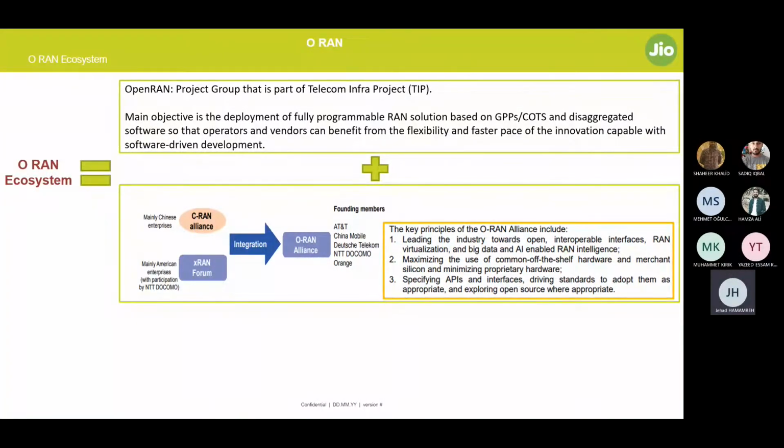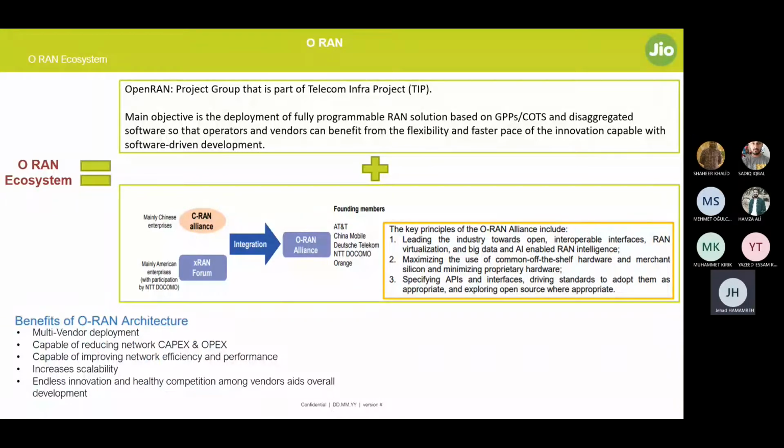So this is the Open RAN ecosystem. The Open RAN project, which was part of the Telecom Infra Project, and the CRAN Alliance, along with the XRAN Forum, altogether form the Open RAN movement. Now, the benefits of Open RAN architecture, of course, we mentioned them, but again, let's reiterate them to make sure that everybody understands their importance. You have multi-vendor deployment. You can mix and match the vendor devices the way you like, based on your requirements and the features you want to provide in your network.